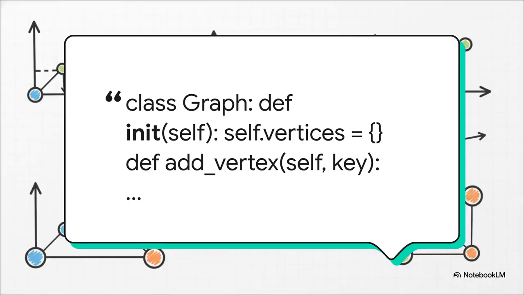Now, here's where it gets really interesting, especially if you're into coding. This bit of Python you see here, this is the blueprint. Think of this class as the set of instructions we give the computer. The init method just sets up an empty container for our cities. Then we have these little tools, these functions, like add vertex to plop a new city on our map, and add edge to draw a road connecting two of them. This is the foundation for everything else we're about to do.